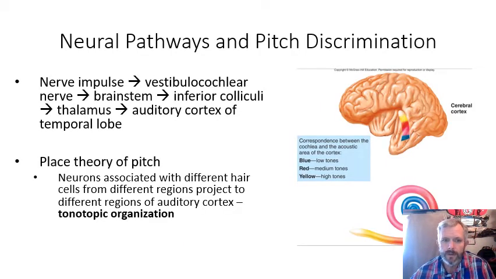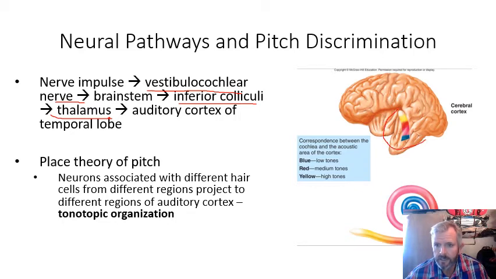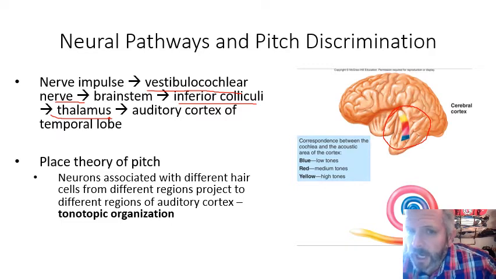So neural pathways: once we get the stimulation of those hair cells, we run through the vestibulocochlear nerve, through the brainstem to the inferior colliculus, but then where do all good sensory signals go? Thalamus, and then the thalamus can relay it out to the auditory cortex, which we see over here. Okay, you see the auditory cortex.